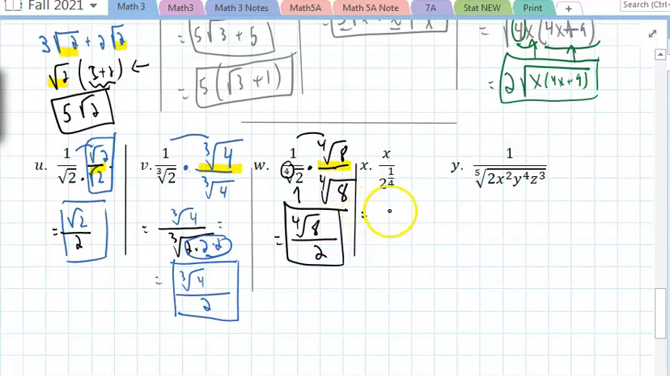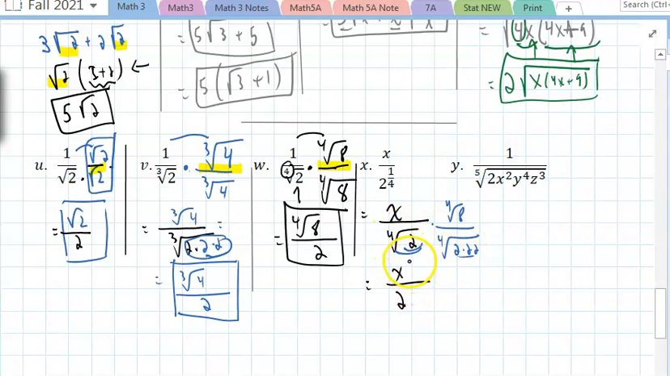Well, this is x divided by the 4th root of 2. Same deal. To get a 2 in the denominator, what must happen? I must multiply the denominator by, I need 4 of those. I have 1, so I need 3 more. But I know 2 times 2 times 2 is an 8. So the denominator will be simply 2, and the top will be x times the 4th root of 8.